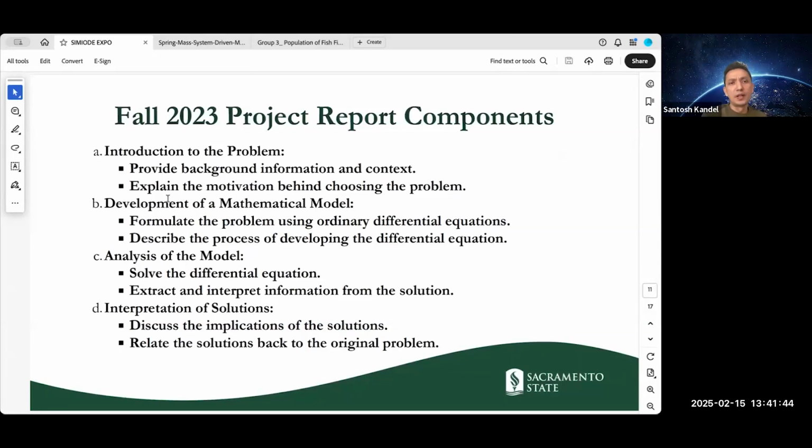The next part was the development of the mathematical model: formulate the problem using a differential equation, and describe the process. I'm more interested in the process of developing the differential equation, because that is where the modeling comes in. Then the next stage is analysis of the model, extracting information from the solution. Sometimes we may not be able to solve the differential equation, but we can try to extract information from the solution. And finally, the interpretation of the solution.